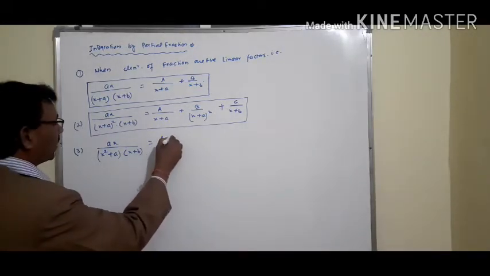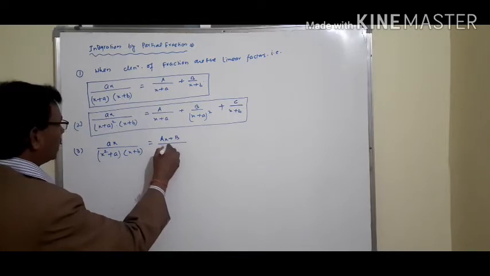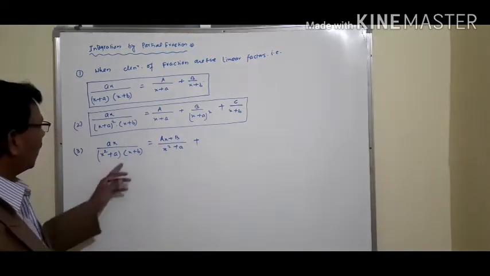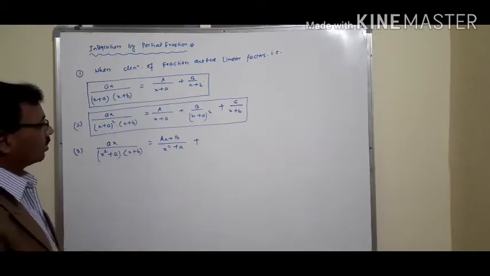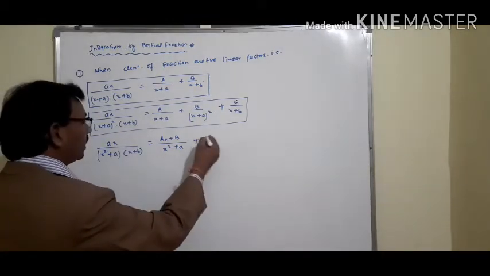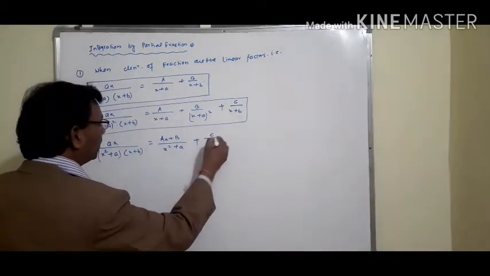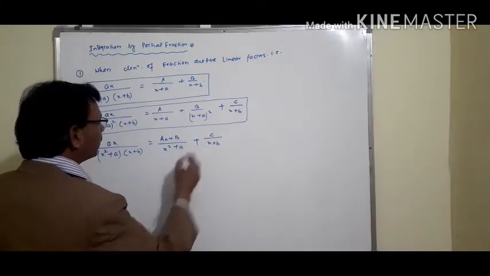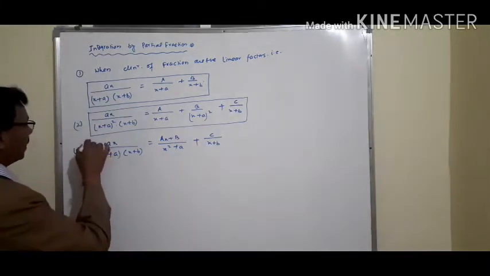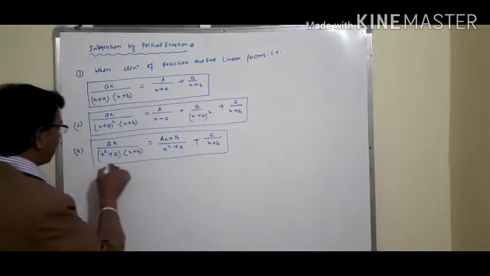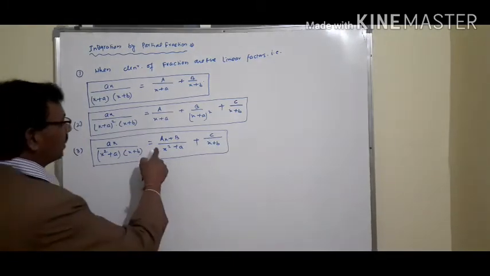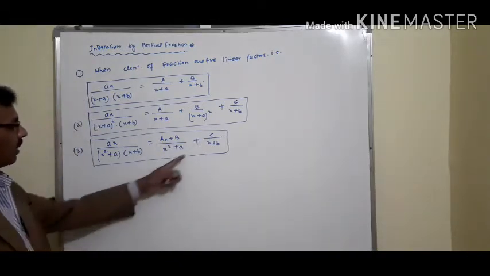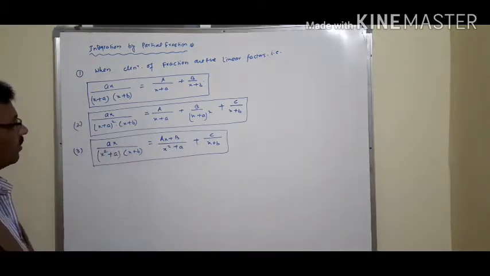I write it like this: (Ax plus B) whole upon (x square plus a), then we write a positive sign, and again this is the linear factor, so we use a separate constant C and write C upon (x plus b). This is the third type of partial fraction, and again calculate the values of the constants A, B and C and put them in. So this will be the partial fraction of this left side.